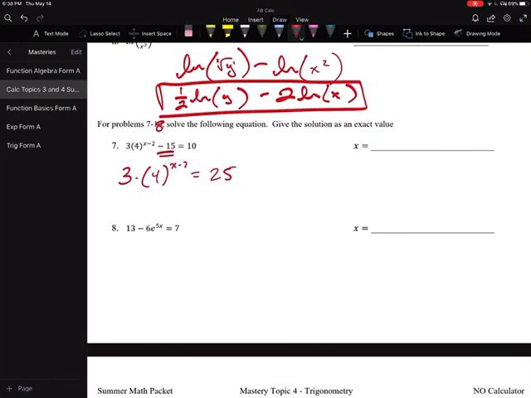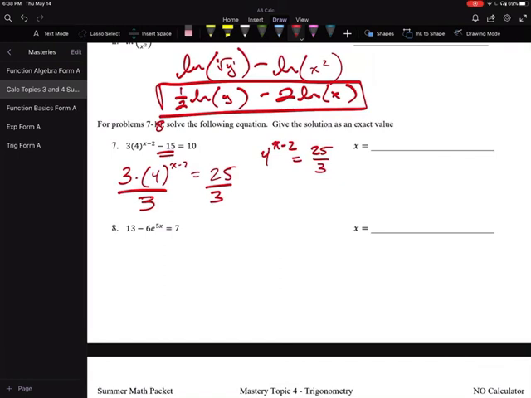Okay, the next thing, the easiest thing to get rid of is the 3. So I'm going to divide both sides by 3. This is where students tend to get nervous. Understand that, yes, you are allowed to have fractions like this. It may not be ideal, but it is what it is. So now I have 4 to the power of x minus 2 equals 25 over 3.